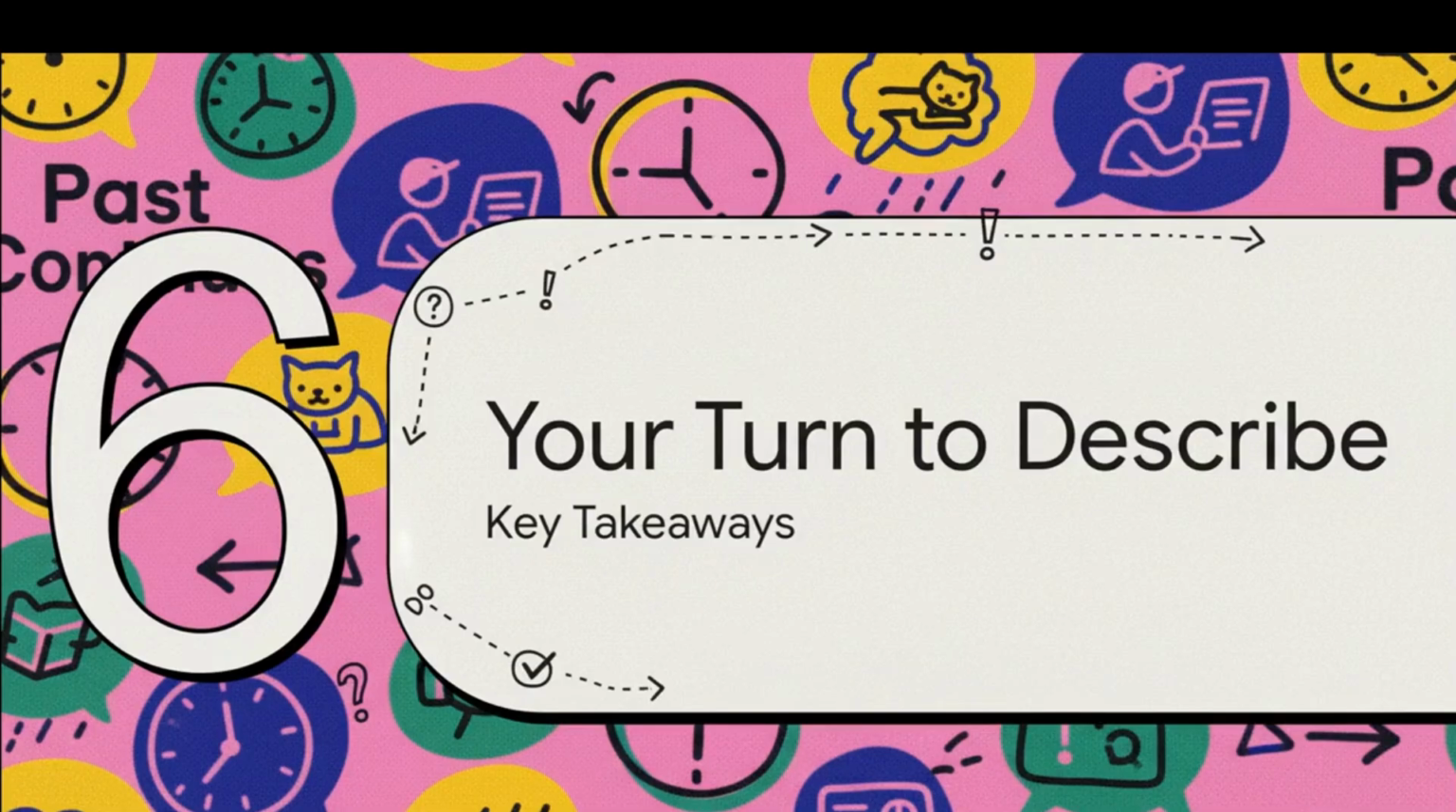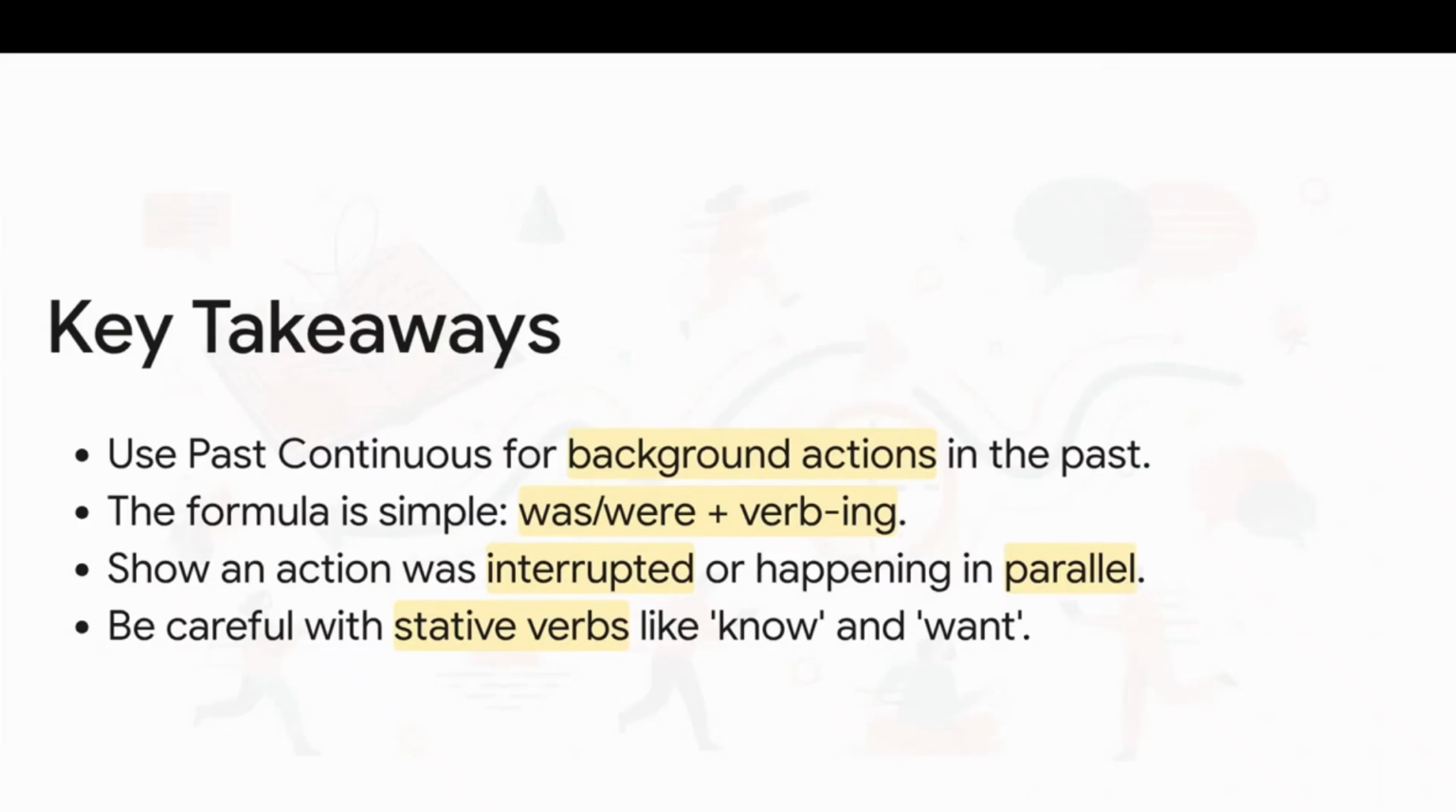So we've covered the what, the how, the when, and even the what not to do. So what's the big takeaway here? Let's quickly recap the key points to get you ready to use this tense like a pro. Just remember these 4 crucial things. Past continuous is for the background. The formula is super simple. Was or were plus that verb -ing. It's perfect for showing an action that was interrupted or happening at the same time as another. And of course, always watch out for those stative verbs.